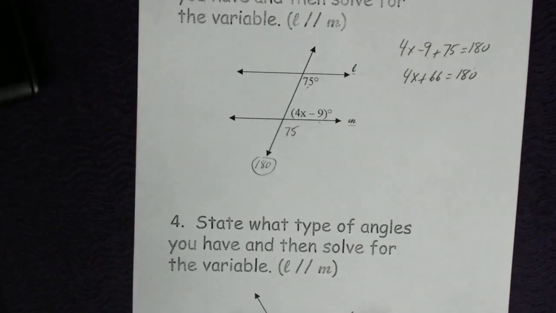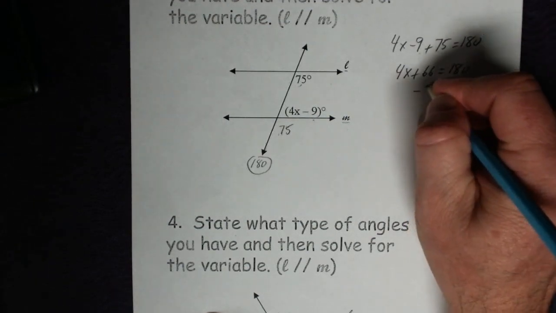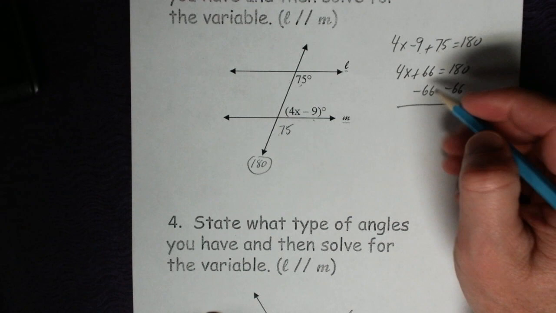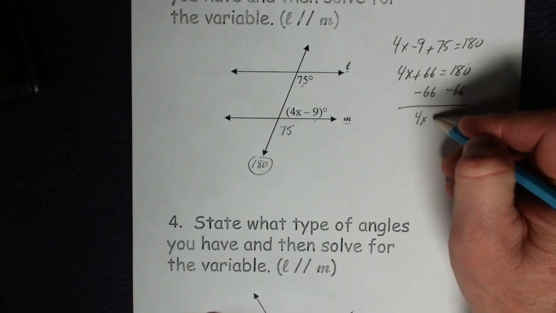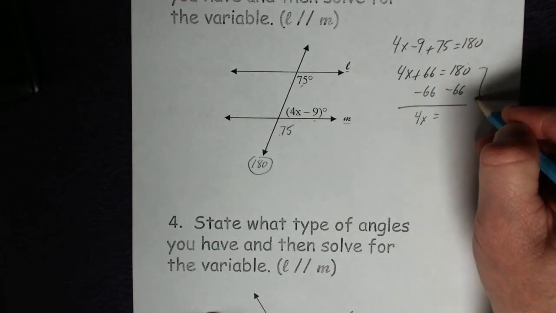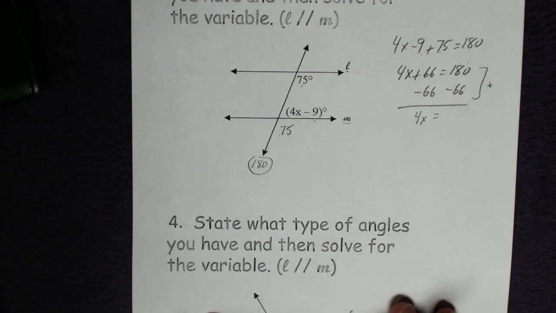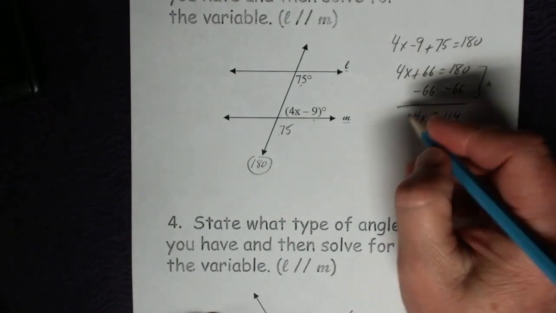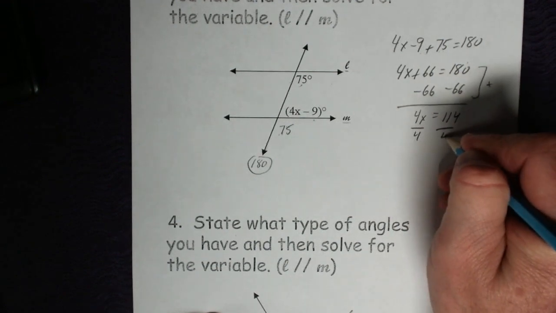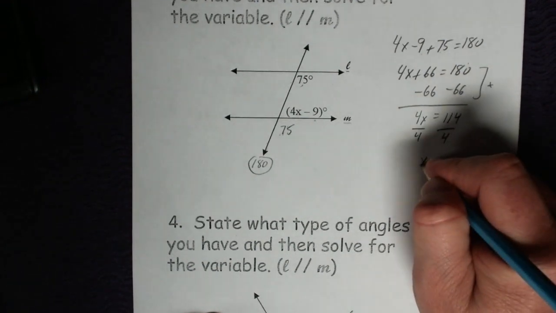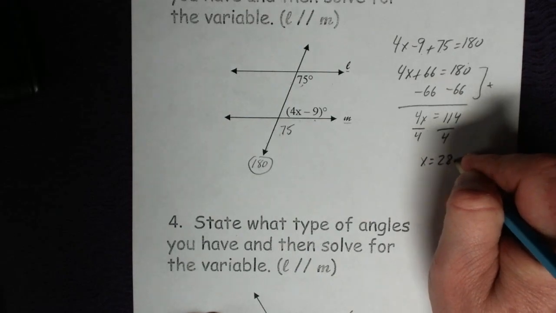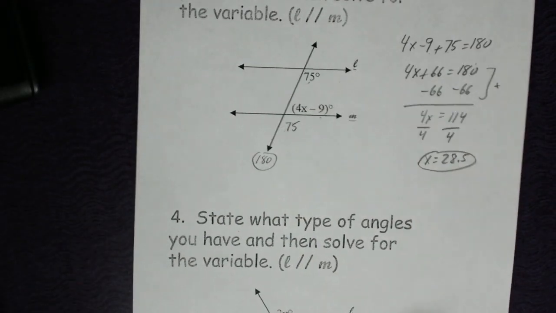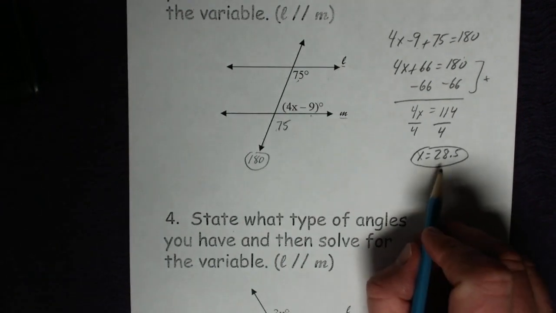Now I'm down to a two-step. Subtract 66. 4x equals, we have to solve this part right here, so that's going to be 114. Then I'm going to divide by 4. Now this one's going to give us a decimal. Is that wrong? Absolutely not. You can have a decimal. This is 28.5 for x.